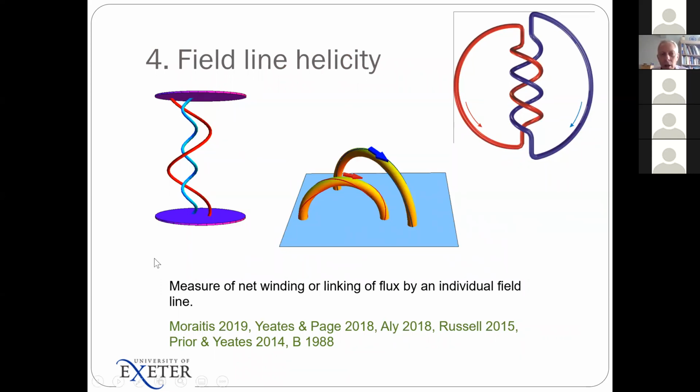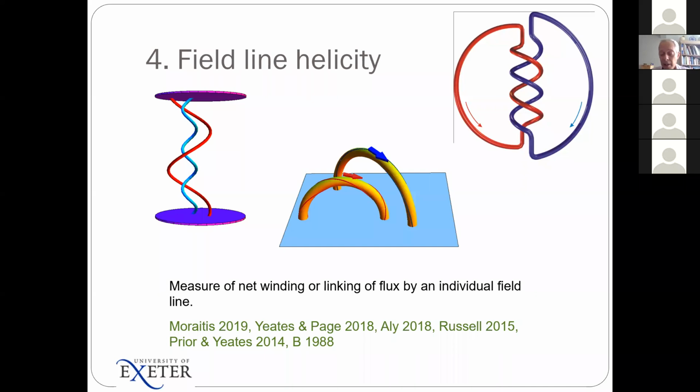So field line helicity measures how much an individual field line links or winds about all of the other flux. Okay, so if we have a closed field line, you just say the integral of A dot dl.